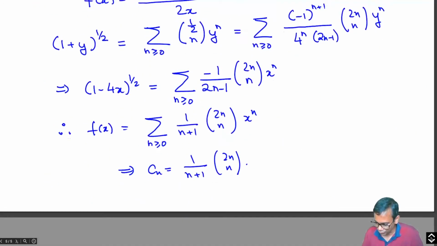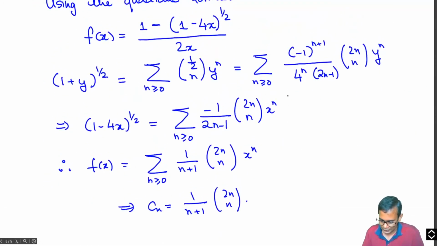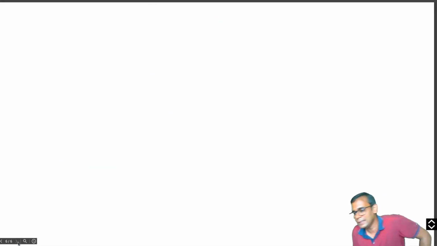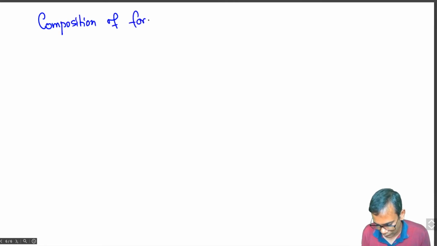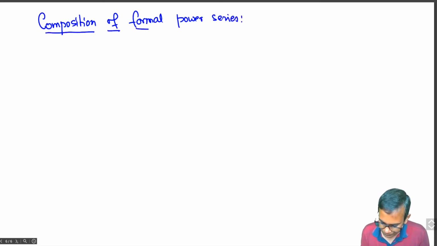I would encourage you to fill in all the steps in this calculation here and make sure that this is exactly what we get. Now, even though formal power series are not functions, we can do many things with them that we can do with functions. And one is composition of formal power series. We need to be slightly careful here. And this only works if g of 0 is equal to 0, i.e.